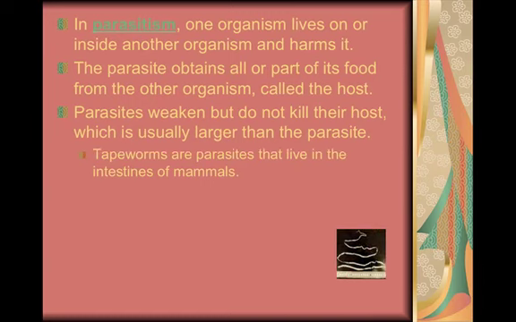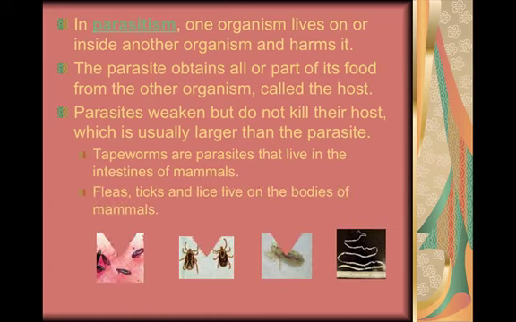Tapeworms are parasites that live in the intestines of mammals. So a lot of times dogs get these. Humans can even get tapeworms also from eating pork that might not have been inspected and have the eggs of the tapeworm in it. Fleas, ticks, and lice all live on the bodies of mammals also. So those are three more examples of particular organisms that live off of mammals.